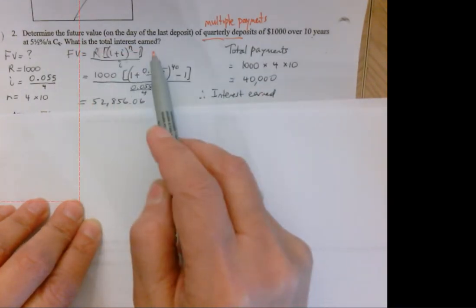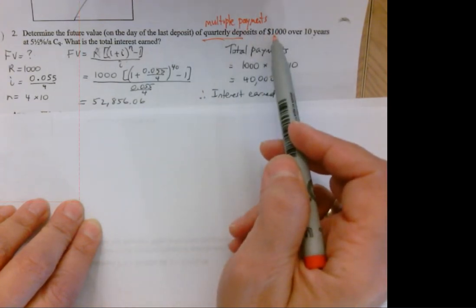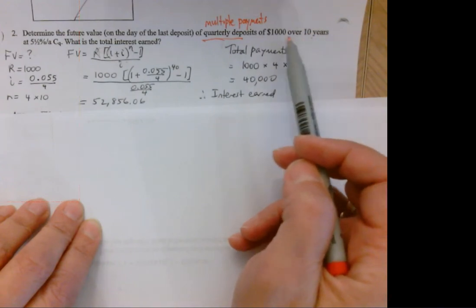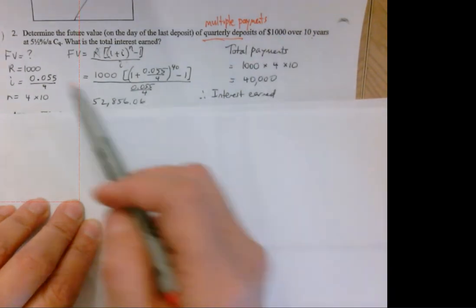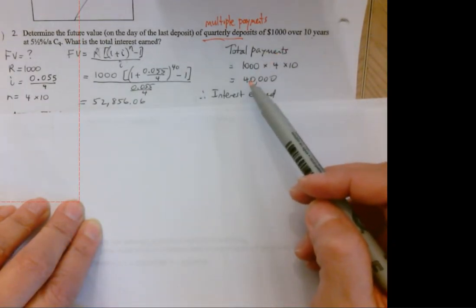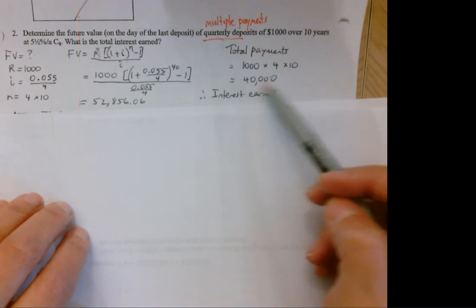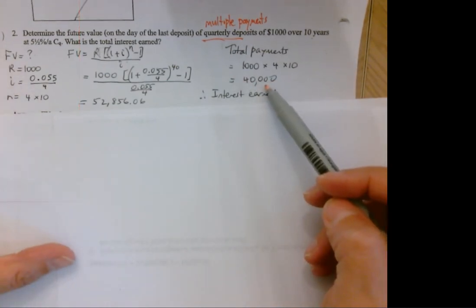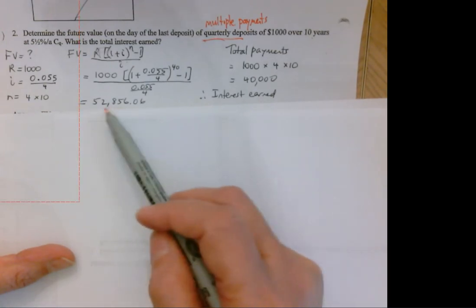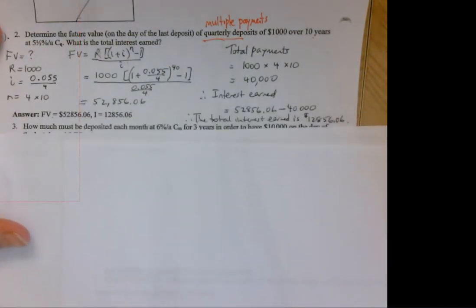So now it says, what is the total interest earned? So here's the thing. They're putting in $1,000 for 10 years, 4 times a year. So that's 40 payments of $1,000, right? That's our N. So total payments is $40,000. That's, if they were taking from their pocket, they'd be taking $40,000 from their pocket. But all of those payments will work out to this much after all the interest. So the interest that they've earned is the difference.